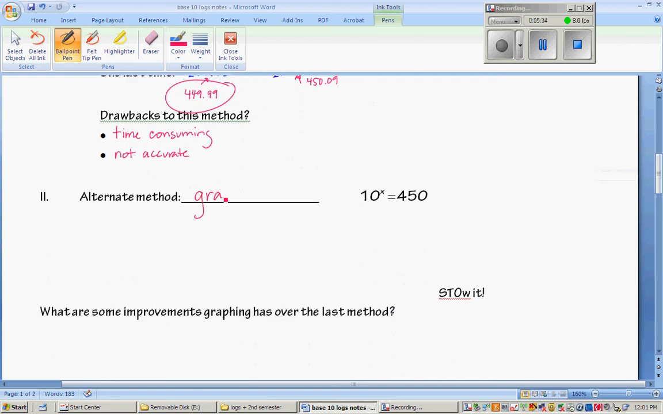You may think back and say graphing. We totally used it on the quiz. So 10 to the x equals 450. We're going to get this by finding the solution to the system. And remember, the solution is just an intersection. Find the solution of the two graphs.